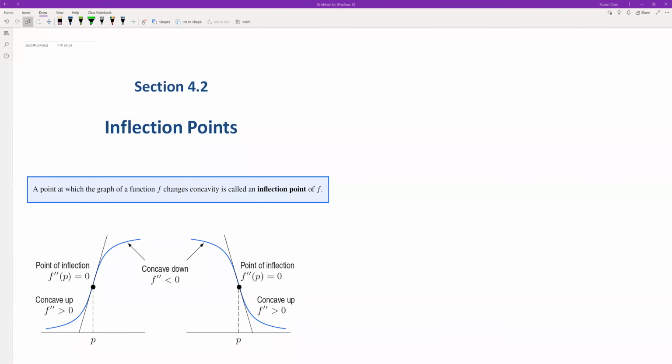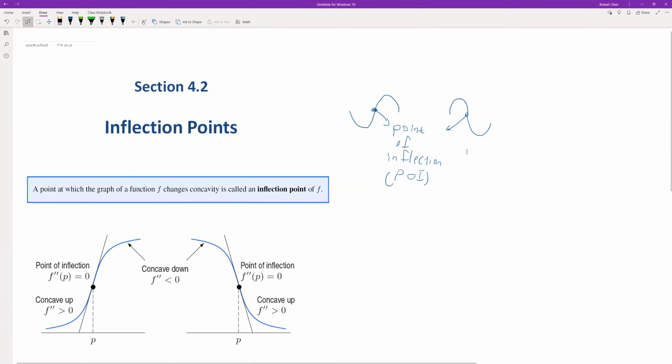We're looking at inflection point. So inflection point is the point at which the graph of f changes concavity, right? So let's say I have a graph like this and like that. And this point would be the point of inflection, or POI for short, where the concavity changes from concave up to concave down, or concave down to concave up.